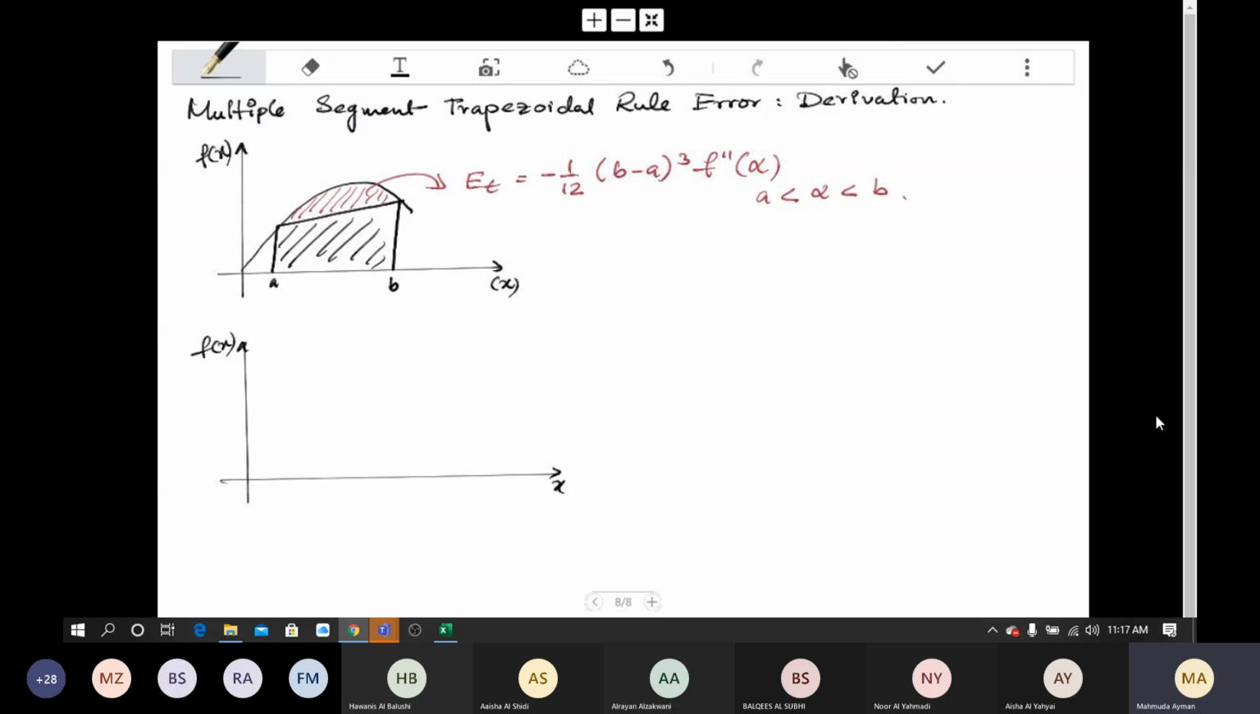Now we have our boundaries again, A and B. And we have to divide this into n equal segments. So we already know that we divided into n equal segments and the width of each segment is h.